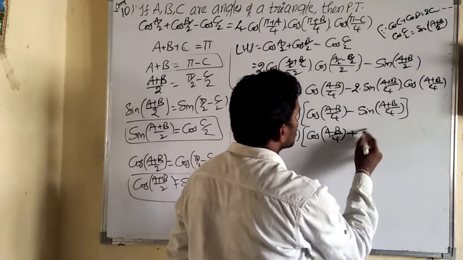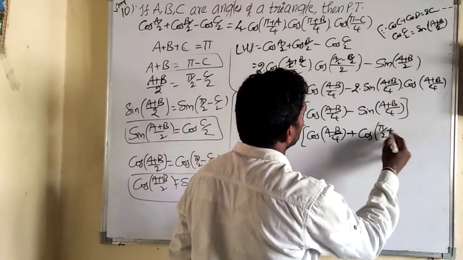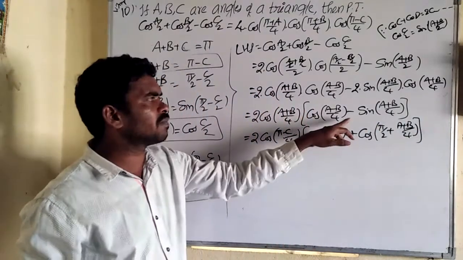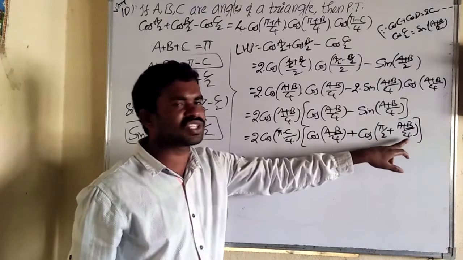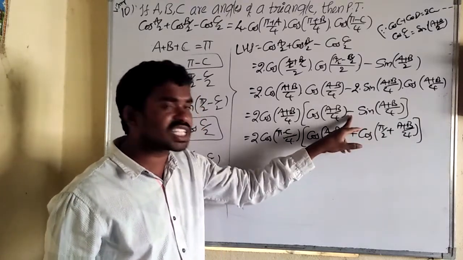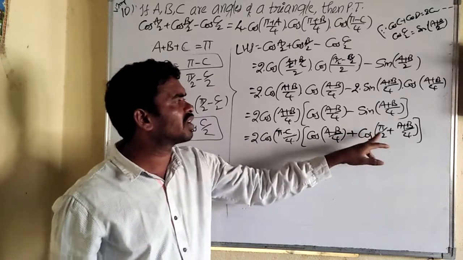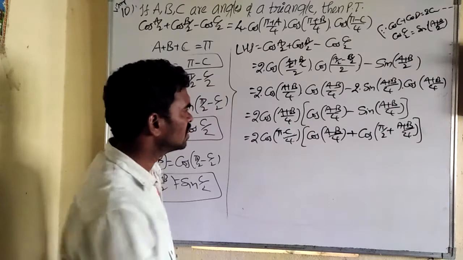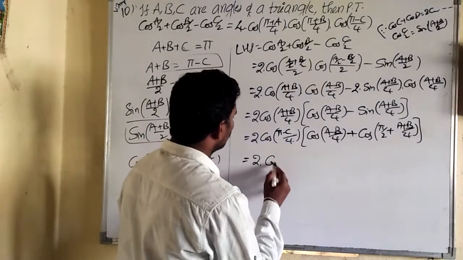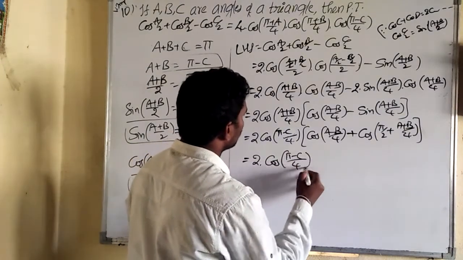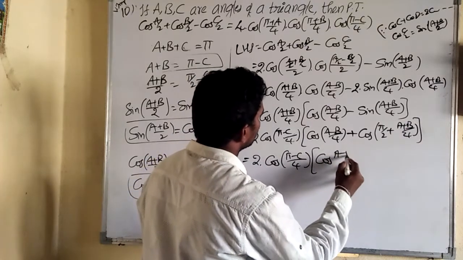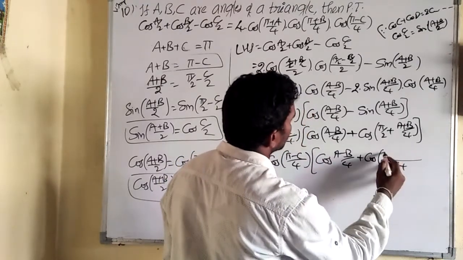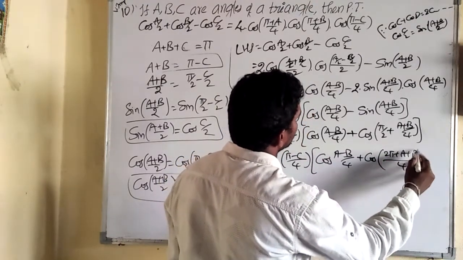Yes, minus sin θ can be written as cos of 90 plus θ. In the previous question plus was already there, that's why we took π minus θ, π/2 minus θ. But here minus is there, so to become plus, I have taken cos of 90 plus θ, because cos of 90 plus θ is minus sin θ. So now we get 2 into cos (π-C)/4 into [cos (A-B)/4 plus cos (2π+A+B)/4], where 4 is the LCM.